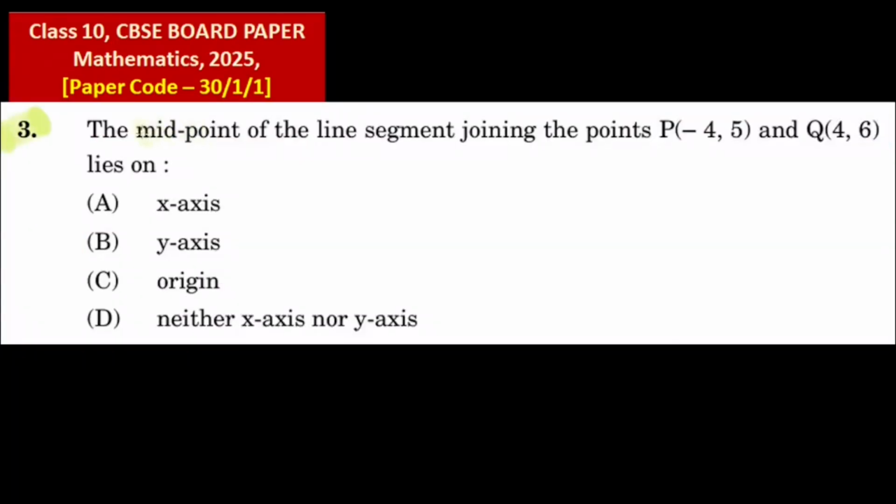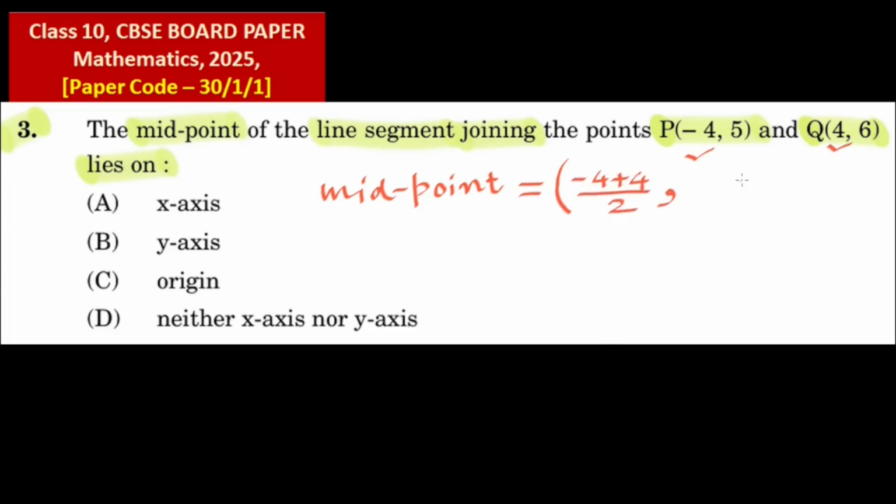Question 3. The midpoint of the line segment joining the points P minus 4, 5 and Q 4, 6 lies on. We have to select the correct option. Here, we have to use the midpoint formula of the line segment joining two points P and Q. By midpoint formula, midpoint of line segment will be x1 plus x2 upon 2, minus 4 plus 4 upon 2, comma y1 plus y2 upon 2, 5 plus 6 upon 2, 0 upon 2, 0, comma 11 upon 2.